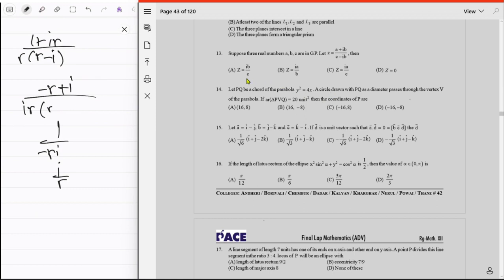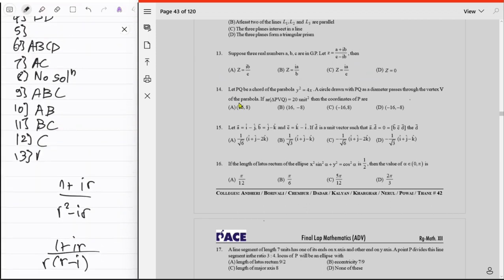Okay, b upon c. Wait, actually, yeah, because c upon d is r. So yes, a is correct, and this one, yeah, once again, just correct. This one is not. So A and B. Next question. 14.